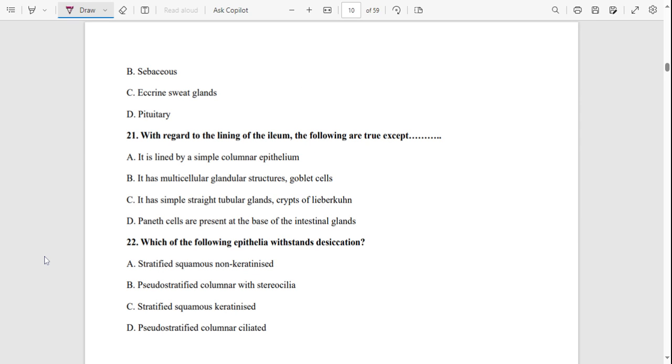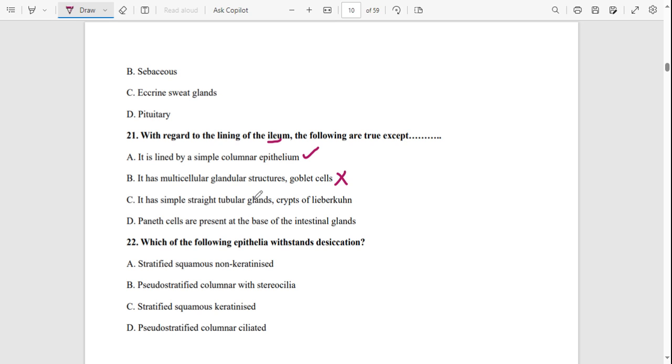And then number 21, with regard to the lining of the ileum, the following are true except: the lining of the ileum is lined by simple columnar epithelium. This is true. Simple columnar. It has multicellular granular structures, goblet cells. This statement is not true. Goblet cells are not multicellular. They are the only glands which are unicellular.